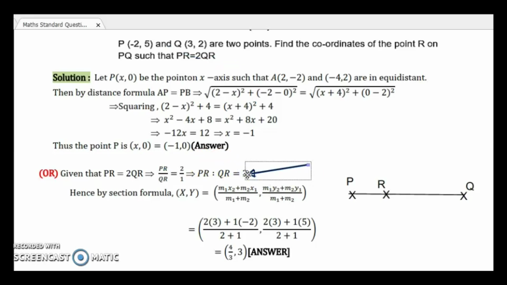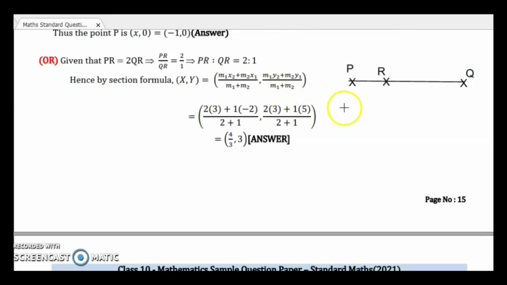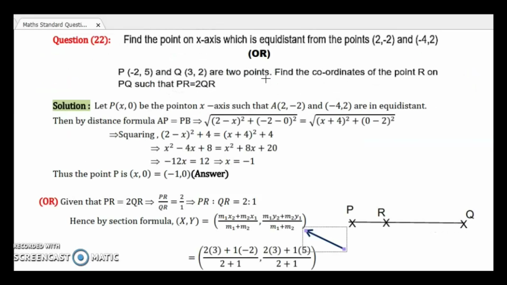Therefore, it is very clear we have to use the section formula, that is (m1 x2 plus m2 x1) divided by (m1 plus m2), and (m1 y2 plus m2 y1) divided by (m1 plus m2). The points are available here. Therefore, this is m1 and m2. Come on, try to apply the formula now. That is 2 into x2 plus m2 into x1, that is minus 2, divided by 2 into 3.